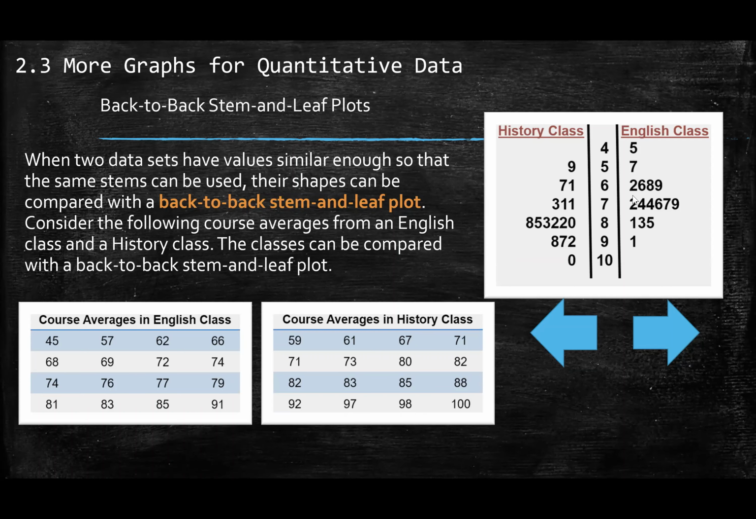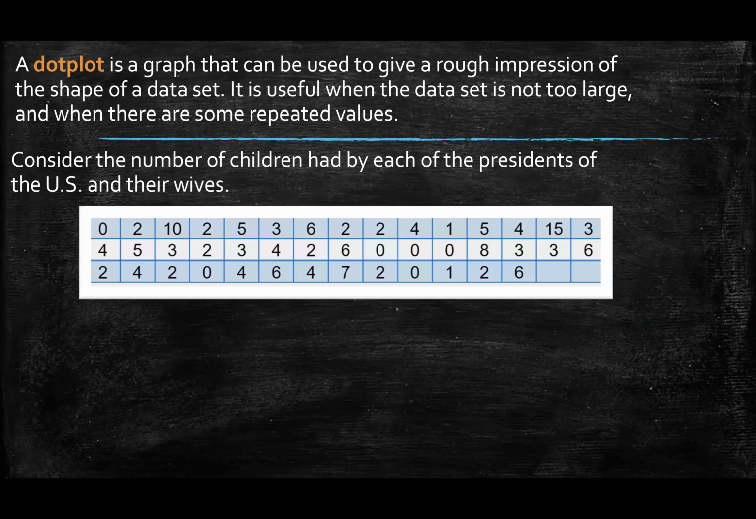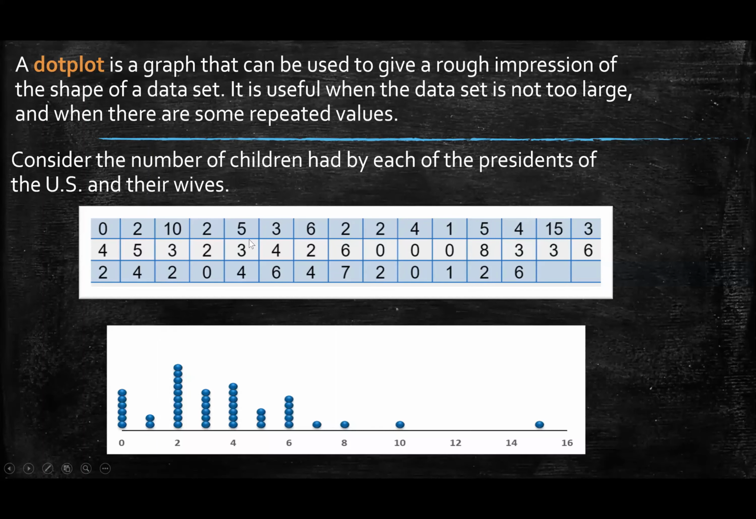let's take a look at the last 2 items, which is the dot plot. The dot plot is just like the name. The only thing you do is go into your data and put a dot on it for every data you have. Look at this: they say consider the number of children that each of the presidents had during their presidency. My smallest data is 0 children, and the highest is 15 children, right?